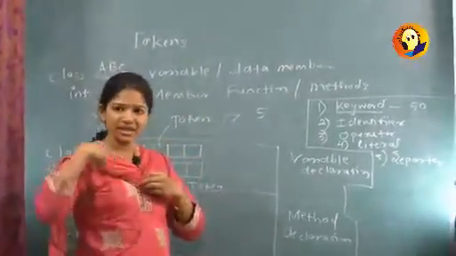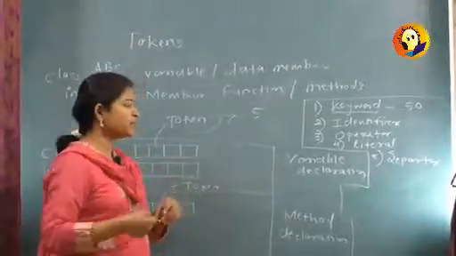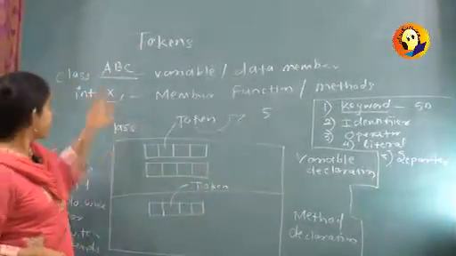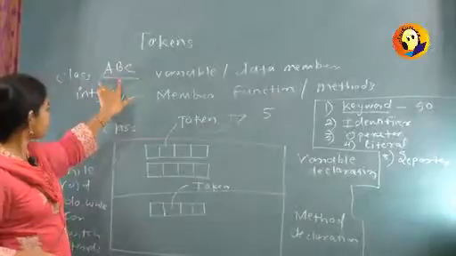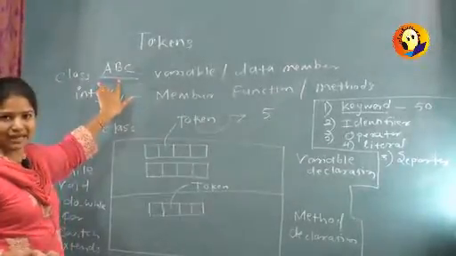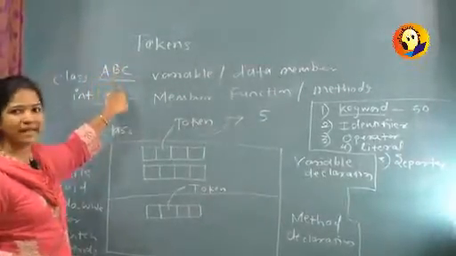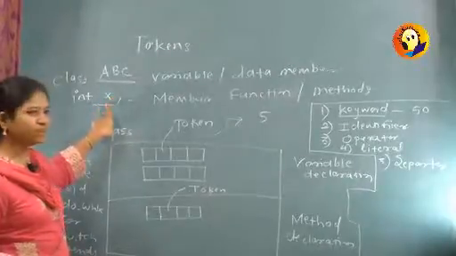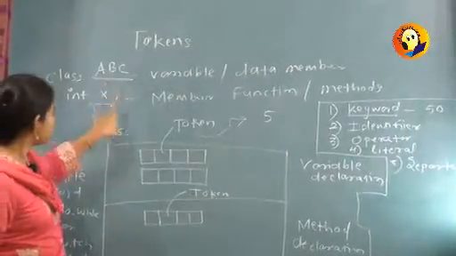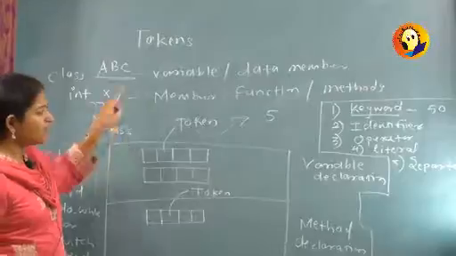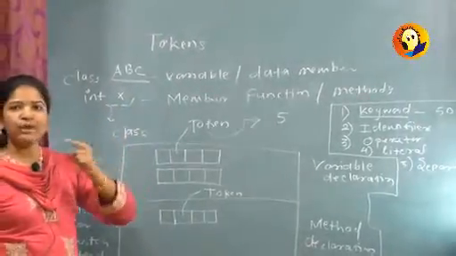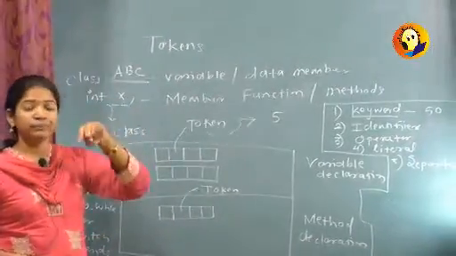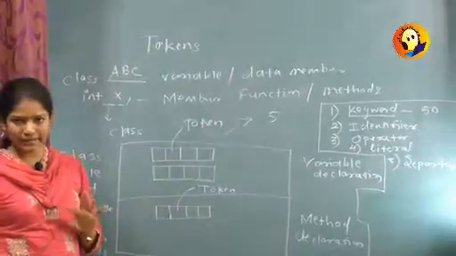Identifiers are not reserved words; these words are decided by the programmer. If you want to assign a name to a class, that name is called an identifier. If you want to assign a name to a variable, that name is called an identifier. If you want to assign a name to a method, that name of the method is called an identifier.